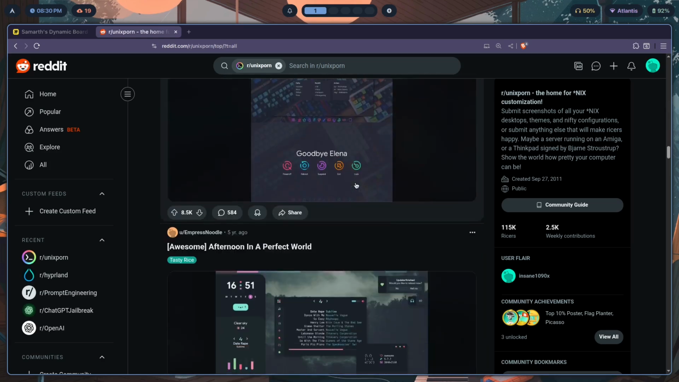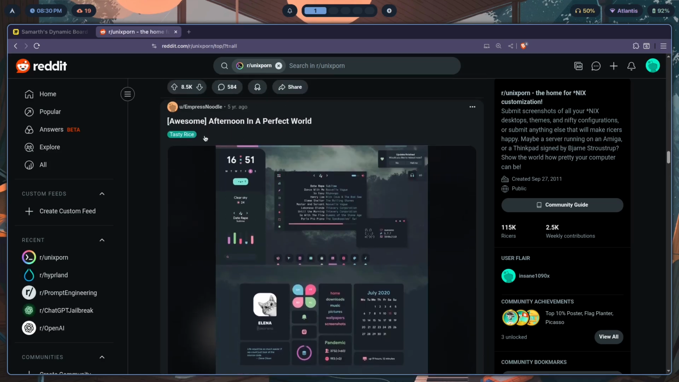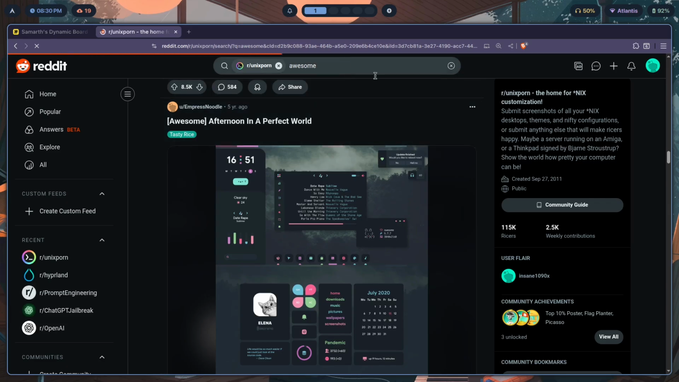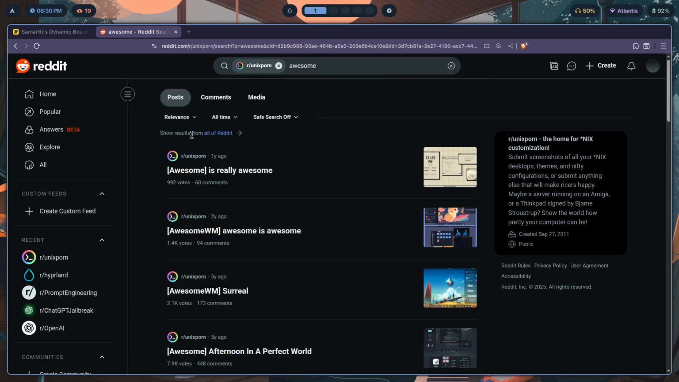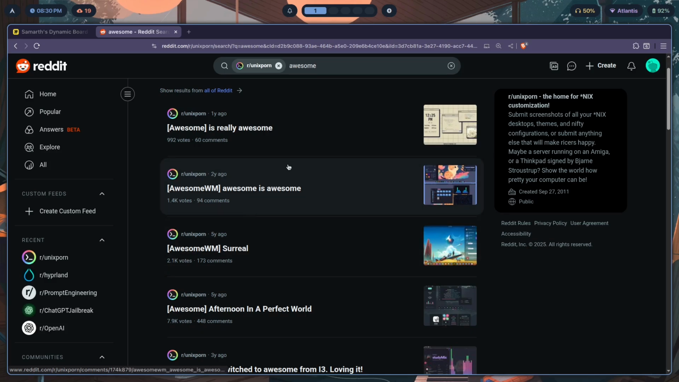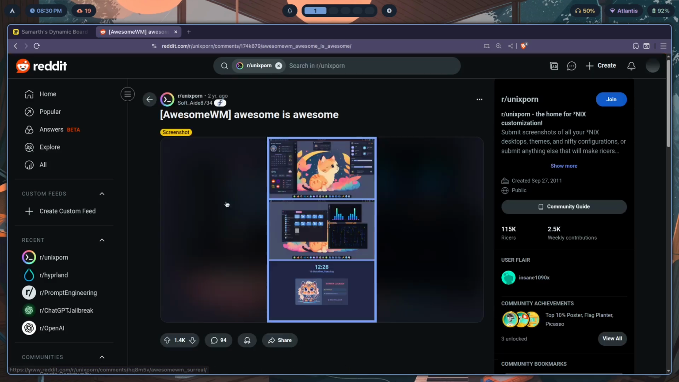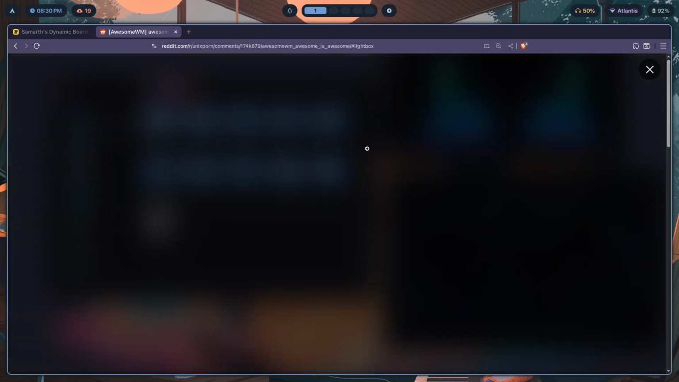Otherwise, apart from that, let's see, like this one. This one's really good. Generally, awesome rices on Unixporn tend to be extremely good. So you can just look up awesome over here, awesome WM. People don't actually use awesome that much anymore. At least I don't know anybody who actually does. But regardless, you can look at awesome WM rices and they look pretty awesome.